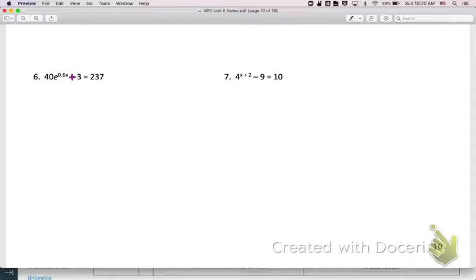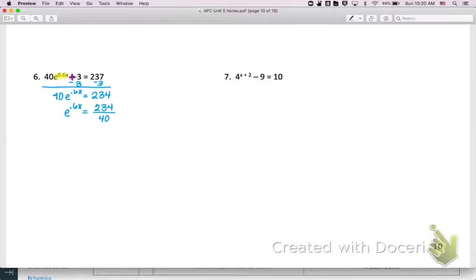All right, so the exponential term is this right here, e to the 0.6x. So we're going to treat that as the thing we're trying to get by itself, just like with any other equation. So I'm going to start by subtracting 3 from both sides. So I get 40e to the 0.6x equals 234. Then I'm going to divide by 40. So e to the 0.6x is equal to 234 over 40. Notice I'm not going to make that a decimal because I don't want to round until the very, very end. If I'm going to round, I want to do it one time.